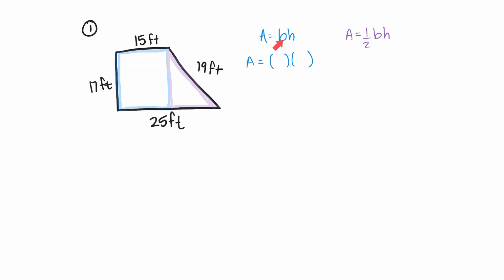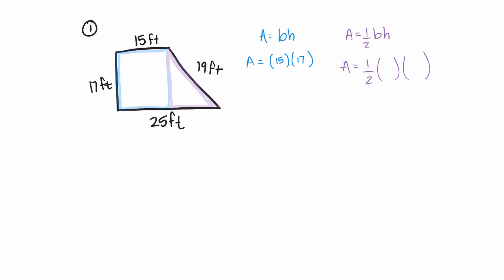For my rectangle, I'm looking for my base. And I can see this part here is the base, and I know that the top part is the exact same. So this measurement, 15, is going to be our base, and then our height here, 17. Okay, and before I do any of that multiplication, I'm going to go ahead and get the dimensions for my triangle.